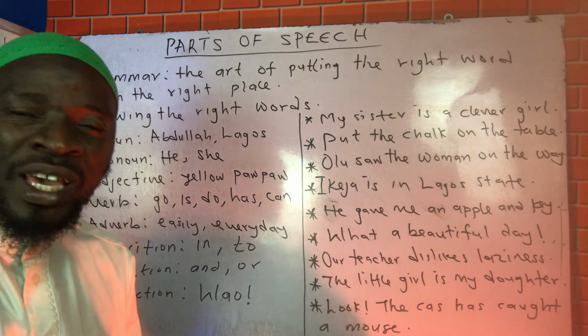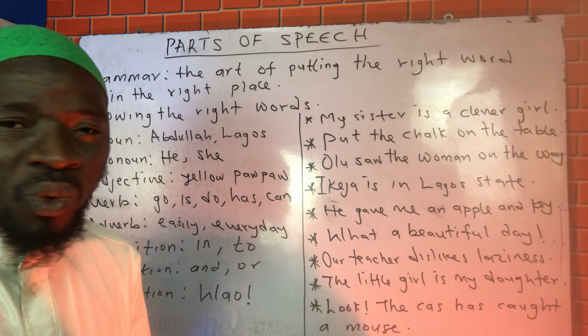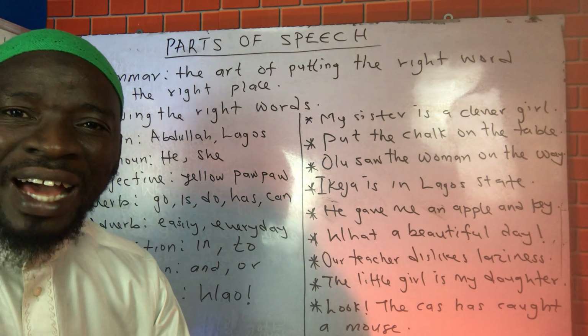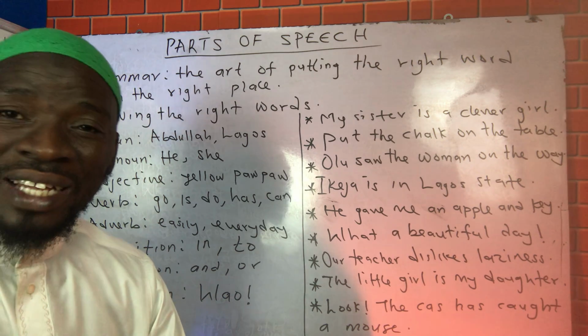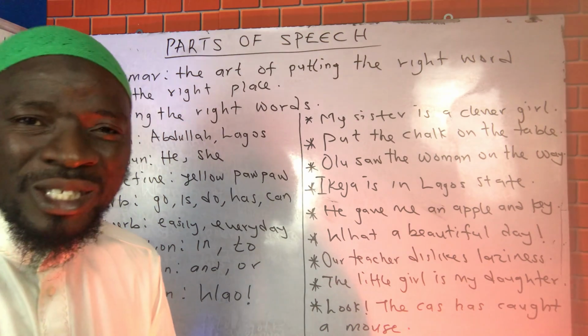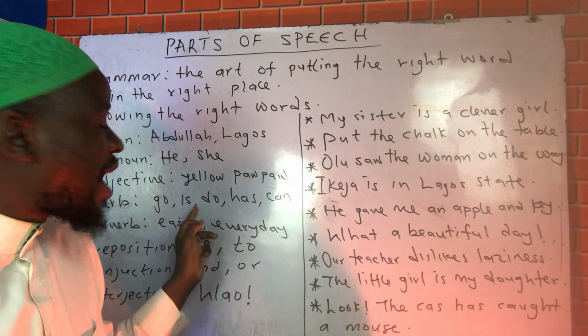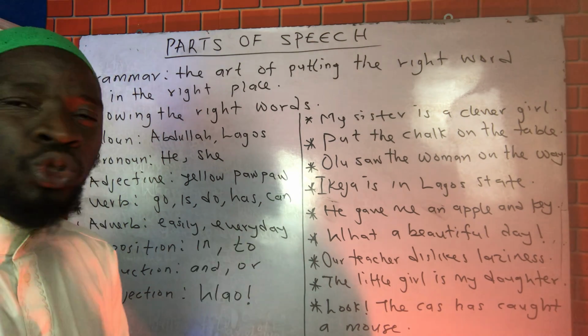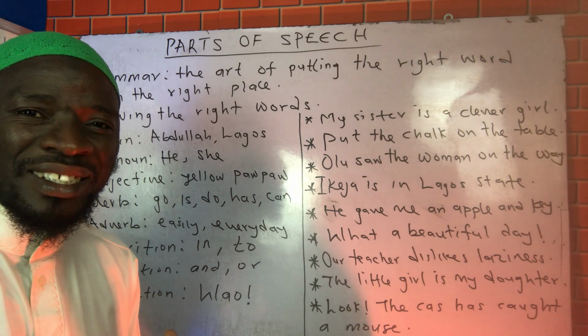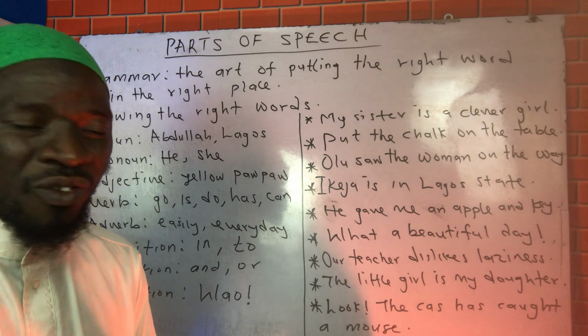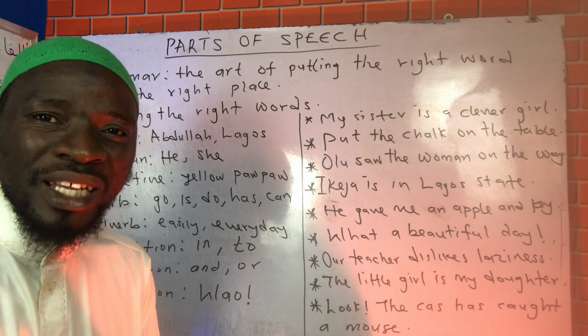Then we have verb. Verb is an action word. That is a word that will show what is done. For instance, you can have go, is, do, has, can, and there are various types of verbs which we are going to talk about later.